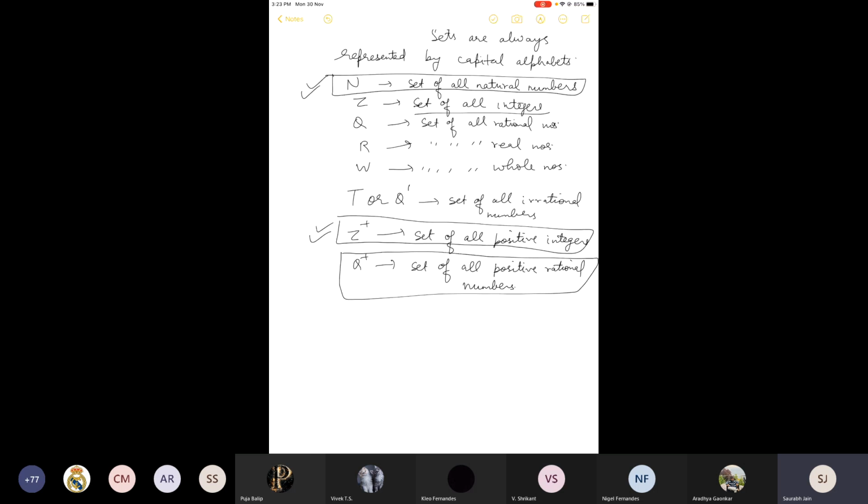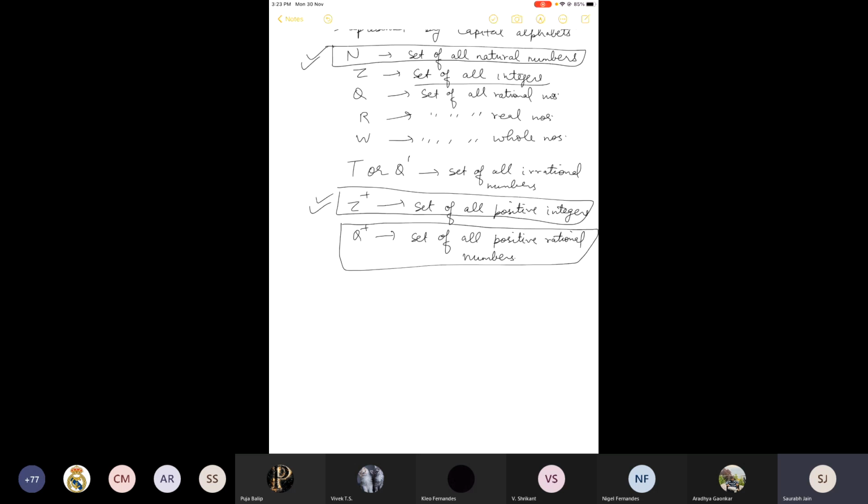So these are some of the standard notations for sets. Now, how to represent sets, that is important. There are two methods of representing a set.